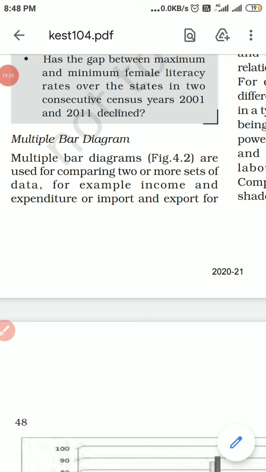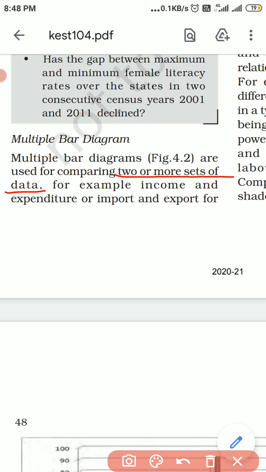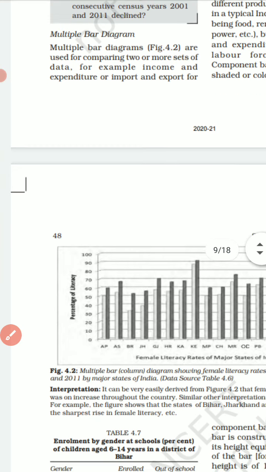Next is a multiple bar diagram, in which we are showing different bars for more sets of the data. Earlier it was one set of data, now the sets are two or more than two. Like you can show the marks of the students or any other variable with this. You can see in the example, multiple bar diagram.